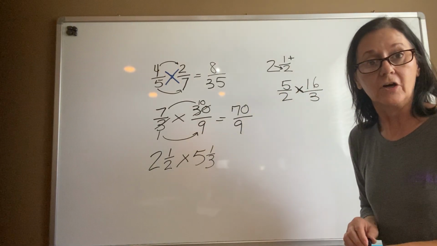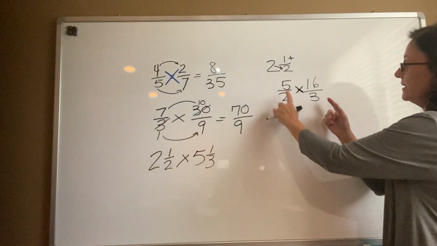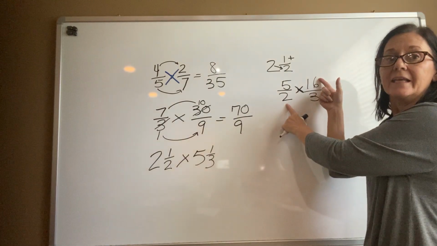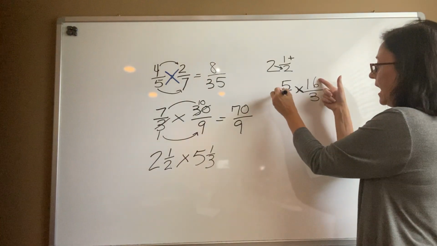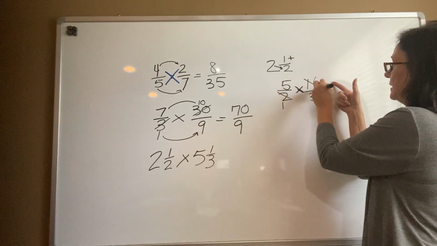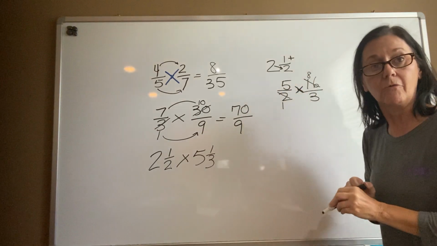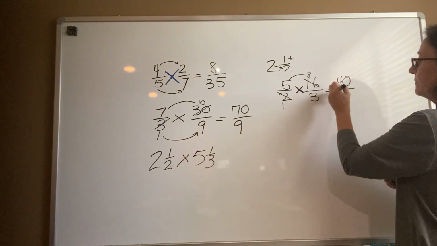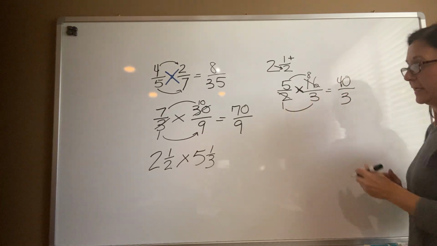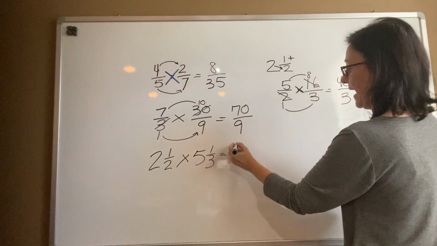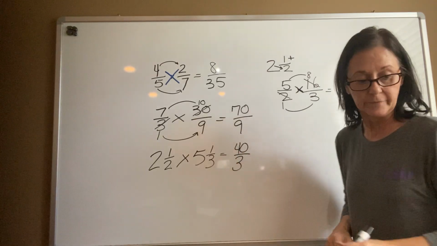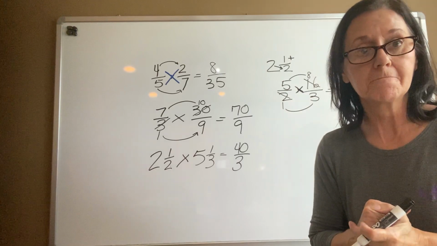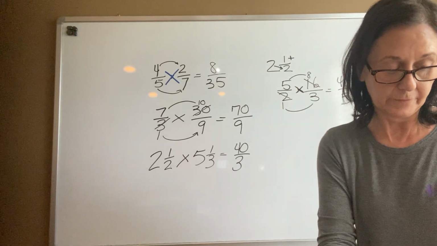Again, I look. Can I simplify before I multiply? Is there any number that goes into 5 and 3? No. What about 2 and 16? Yes, 2 goes into both of them. I divide both terms by 2. 16 divided by 2 is 8 before I multiply. 5 times 8 is 40. 3 times 1 is 3. So leave it as an improper fraction. You do not have to go back and put it as a mixed number.